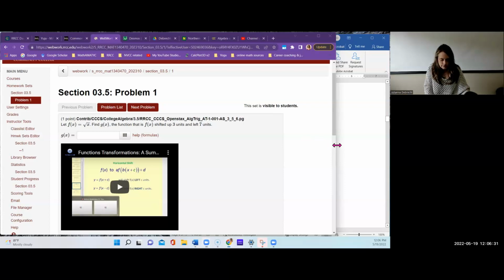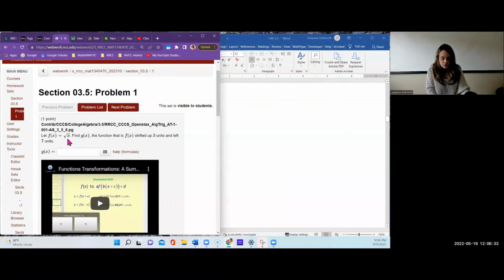In problem number 1, we have let f of x equal the square root of x, our toolkit function. Find g of x, the function that is f of x shifted up 3 and left 7. Up 3 affects vertical, so it affects y, so it must be outside of the square root. Left 7 is a horizontal change, so it affects x. Shifts left and right are addition and subtraction. So we're going to write our square root function and remember to put the vertical shift outside the square root and the horizontal shift inside the square root.